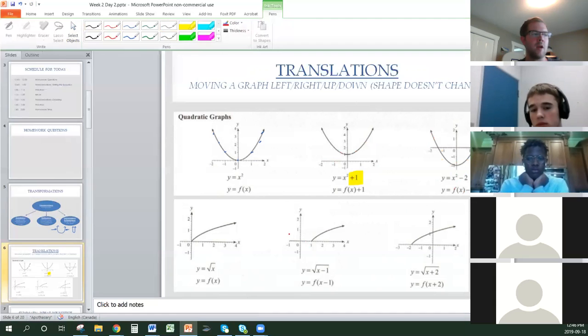Then I want you to compare that to when it's being moved left or right. In this one, it's being moved right, but there's a minus 1, and it's inside the brackets. And this one is being shifted to the left 2, and it's also inside the brackets, with plus 2. Okay, let's take 2 minutes right here, and I want you to make some mental notes of what you're noticing.